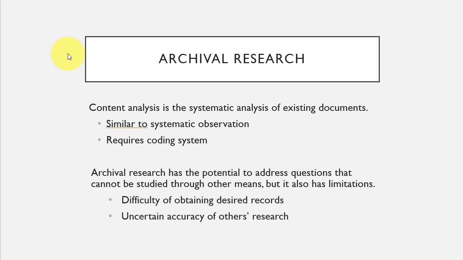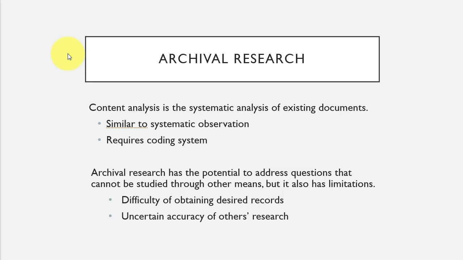I know we like to lampoon the news because of all the different aspects and talk about things like journalistic integrity and such. But what has happened, we can obtain records that way. The problem is that sometimes we can't obtain all the desired records that we want, and we also can't be certain about the accuracy of others' research.